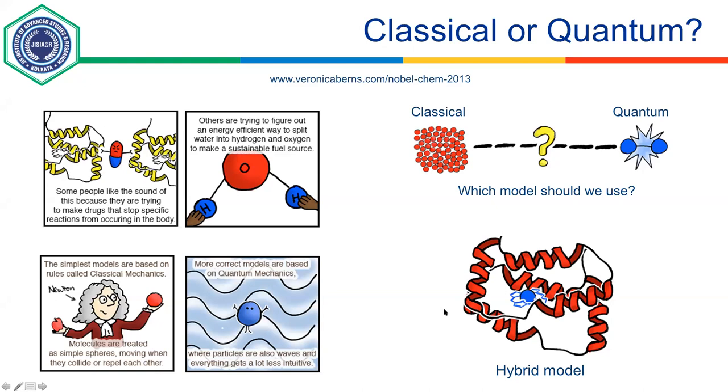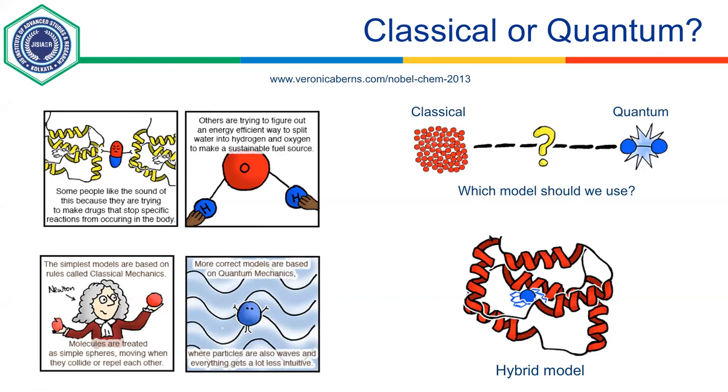So the take-home message is: when you need to study a chemical reaction or a model with electron transfer, stick to the quantum model. And when you need all information related to conformational change, ligand binding, molecular mobility, etc., stick to classical mechanics. When you need both, just look for a hybrid one.